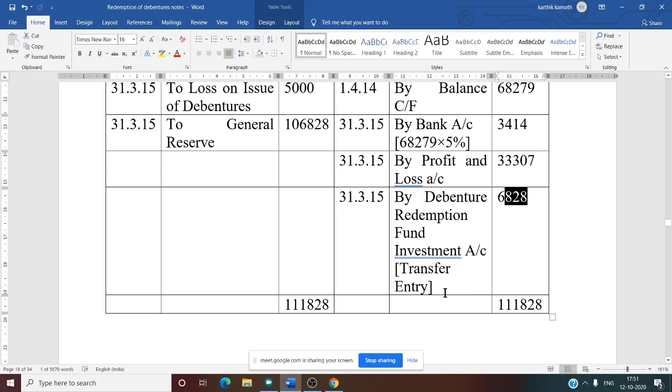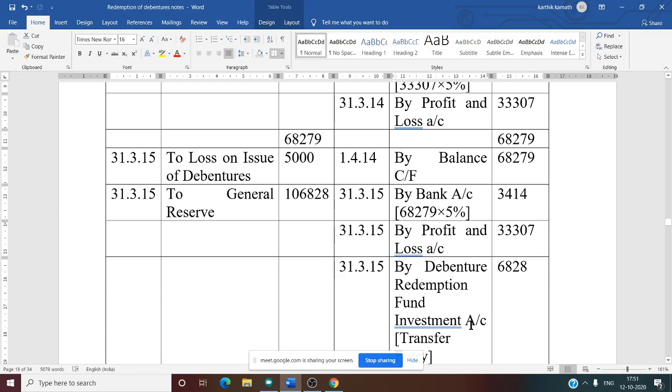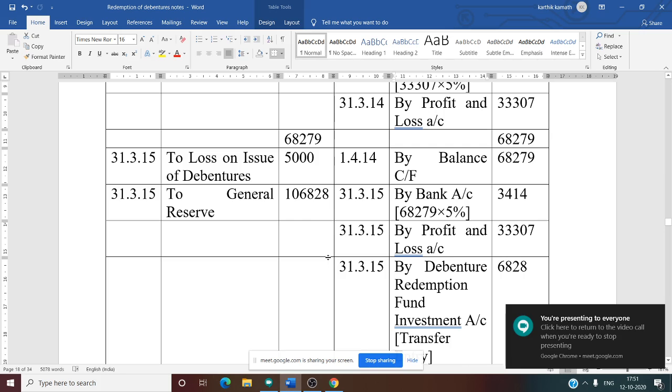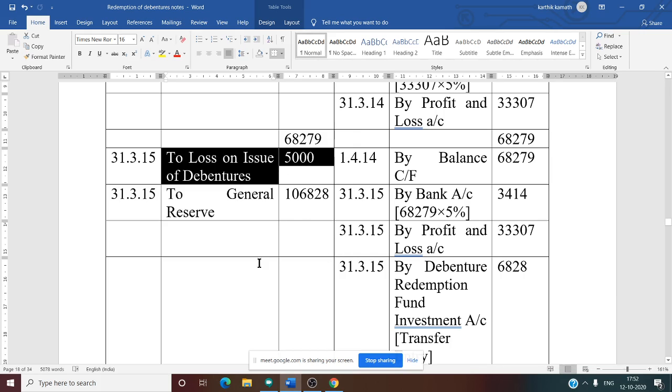Transfer. Yes. Now we know the credit side total. What is the credit side total? 1,11,828 is the credit side total. So credit side is more than the debit side. But in this question, what happens? In this question, there is a loss. Why is there a loss? Because here debentures are paid at premium. 5,000 more the company is giving. So it is a loss to the company.